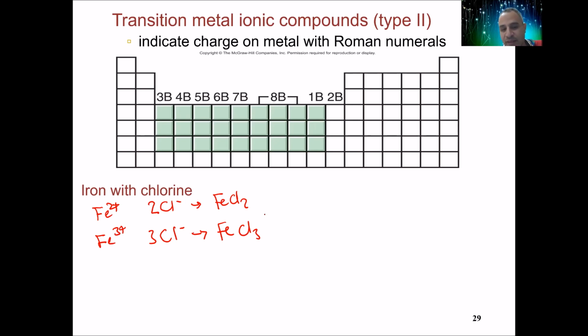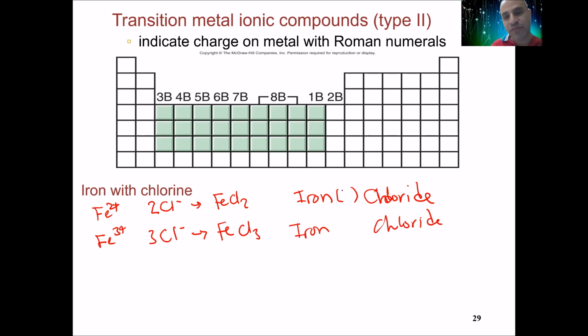And to indicate this difference in the name, we will name the compound following the same procedure, which is the cation name first, and then the anion name in both cases. However, we will use numeric values in parentheses to indicate the charge of the cation because we have two different cases. So we will have a 2 to indicate that it's iron 2, and we will have 3 in parentheses in the second case to indicate that it's iron 3.